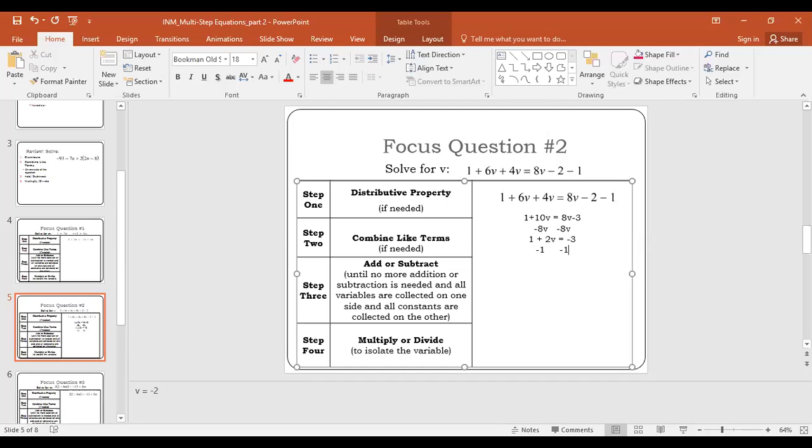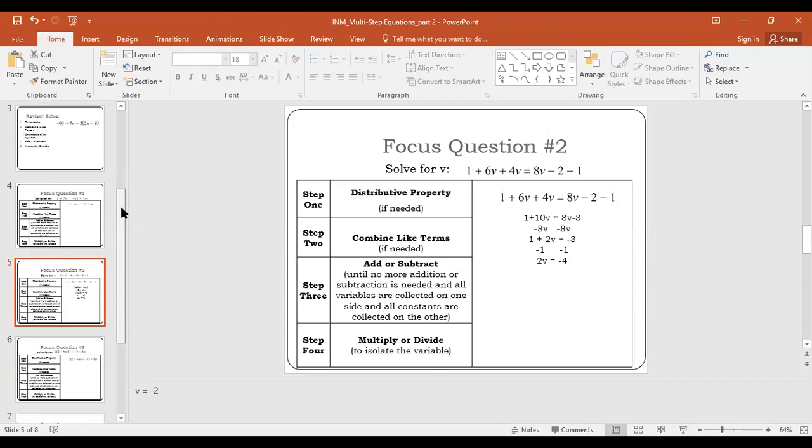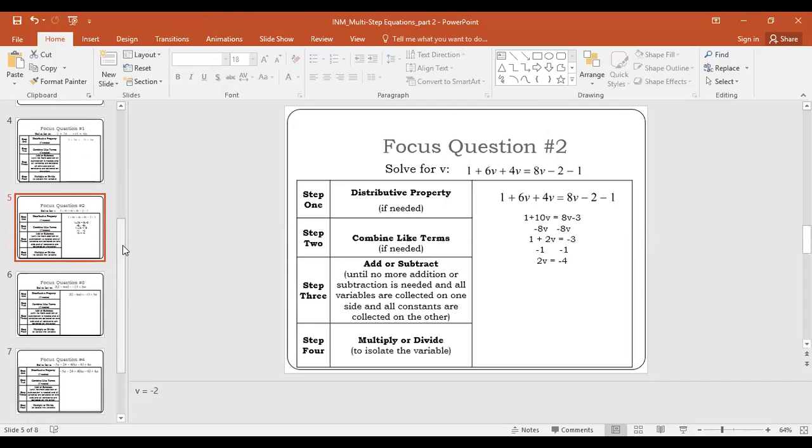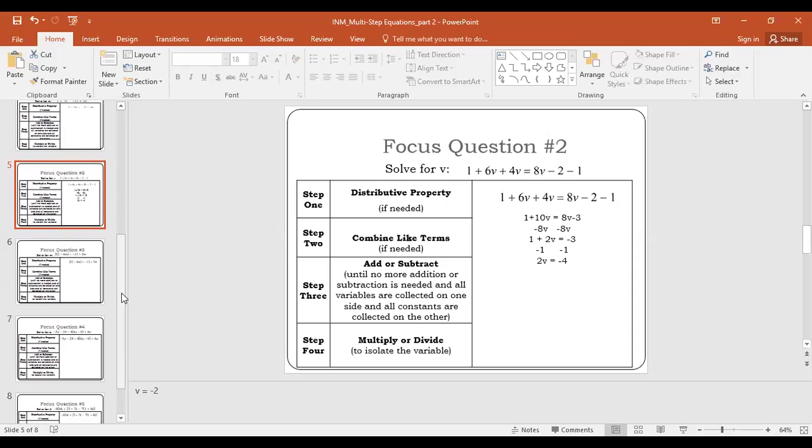So now we're at 2V equals -4. And then divide by 2, right? And you get V equals -2. So the only difference here is you're doing more steps. It's the same process over and over and over again. Add for subtract, multiply for divide. Usually the division is the last step in the process.